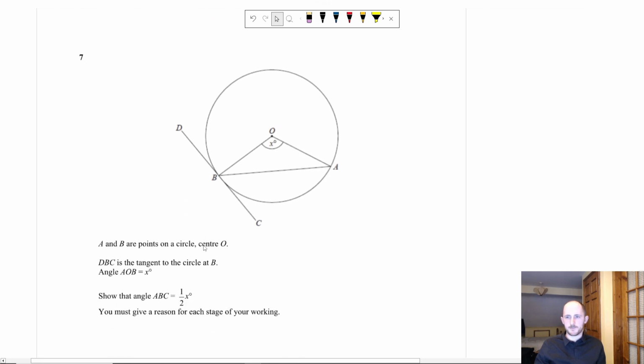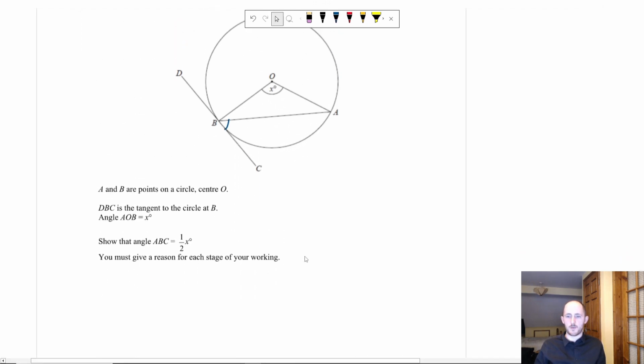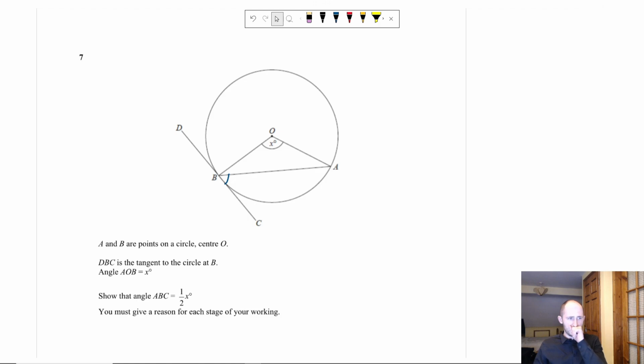Okay. Oh boy, it looks like it might be circle theorems. So A and B are points on a circle centre O. DBC is a tangent. AOB is X. Show that angle ABC, so that's this angle here, is a half of X. You must give a reason. So this is the one where you have to actually quote reasons, okay?